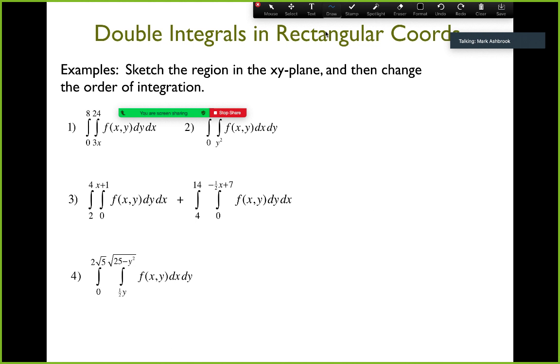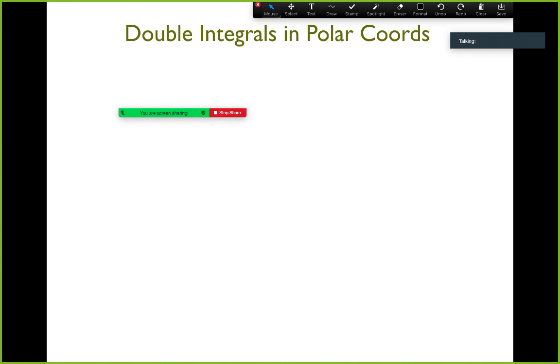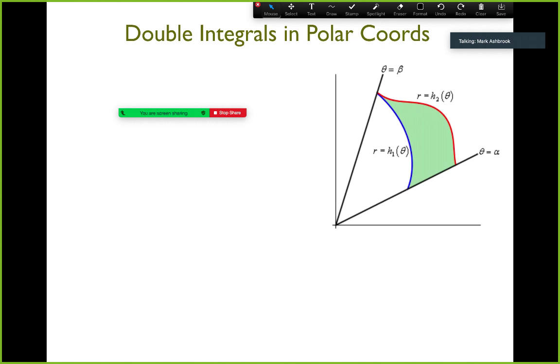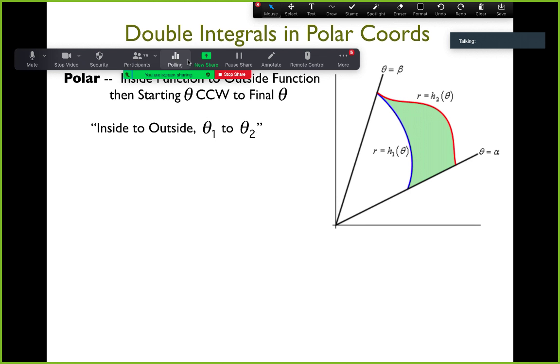Okay, so here we go. Double integrals in polar coordinates. So here's kind of a general view of a region in polar coordinates. You have a starting angle, they're calling it alpha, and a finishing angle beta. And then you have some inner function, some radius as a function of theta, and then some outer function, another function where the radius is a function of theta.